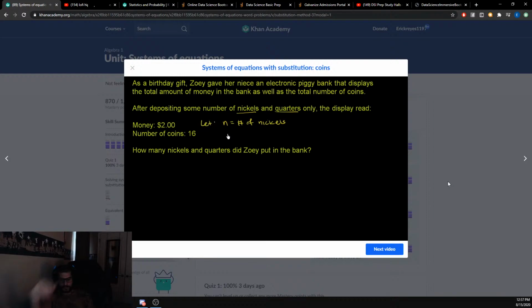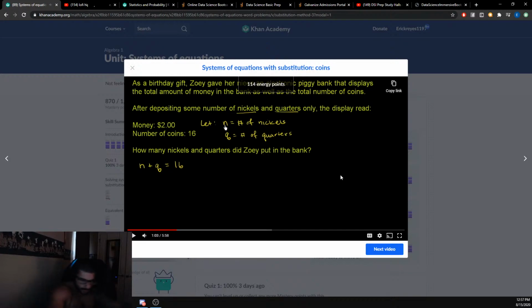Let's let q be equal to the number of quarters. So how many total coins do we have? Well, it's going to be the number of nickels plus the number of quarters, and that needs to be equal to 16 total coins. So that's one equation right there. And then how much total money do we have?